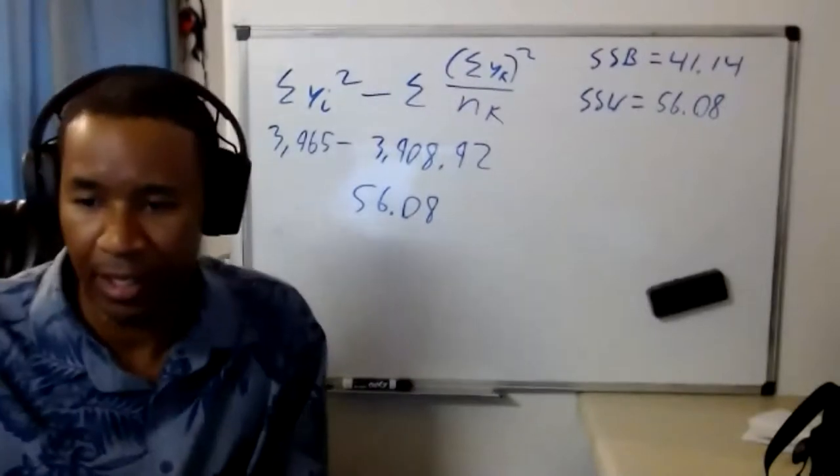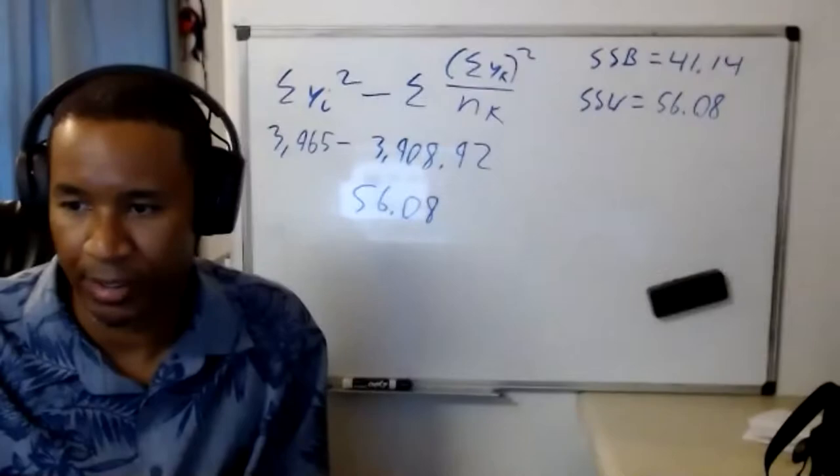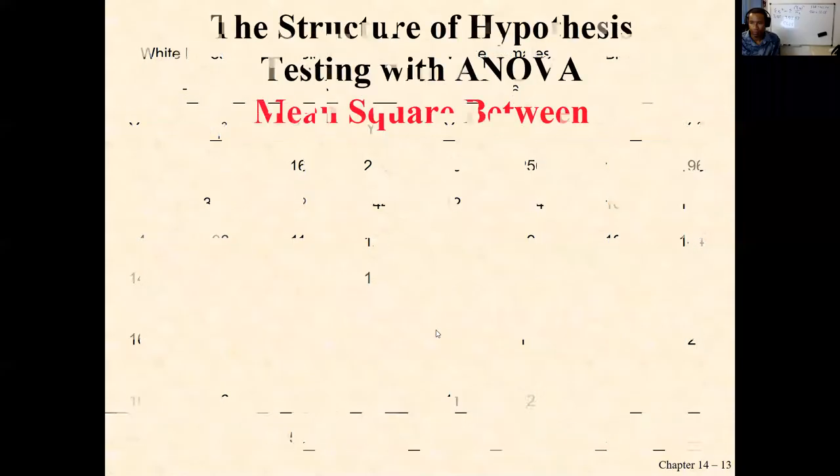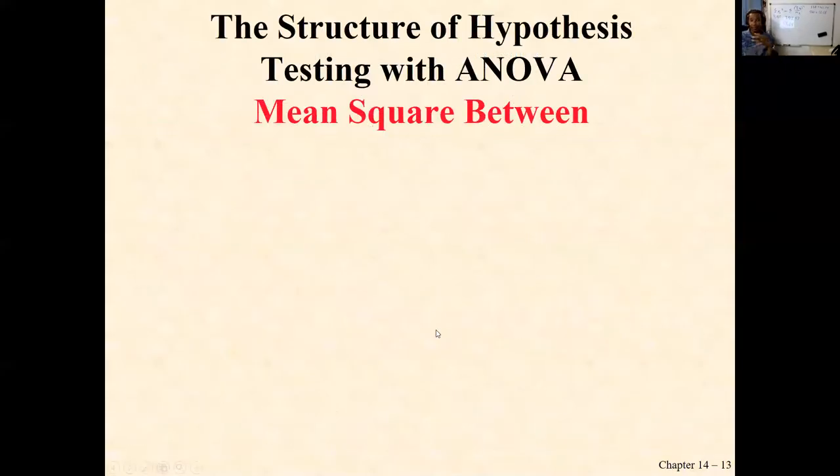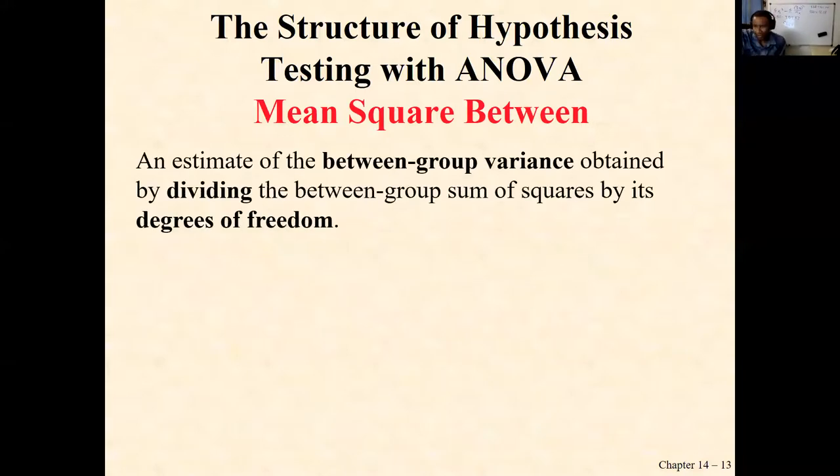Okay, good. Now that we have both our SSW and our SSB, what we need to now find is our mean square between. Okay, now what is that? It's an estimate of the between group variance that we get. So it kind of tells us how much variance there is between the groups that we get by dividing the between group sum of squares, which we have as the SSB, by its degrees of freedom.